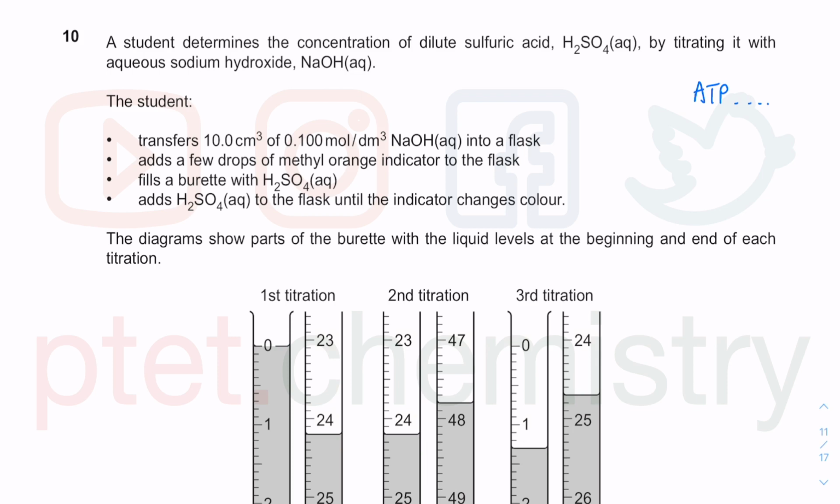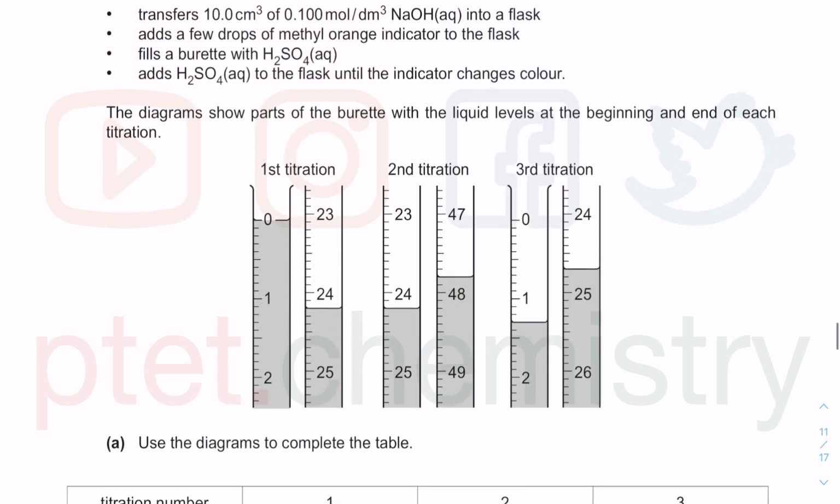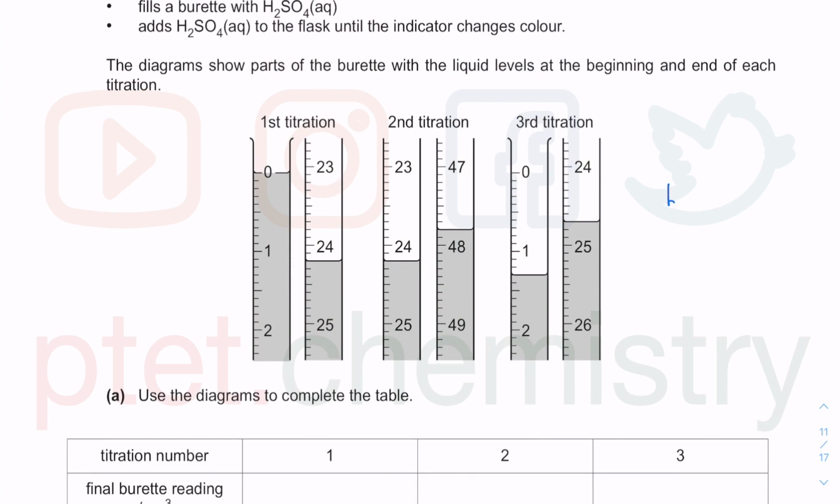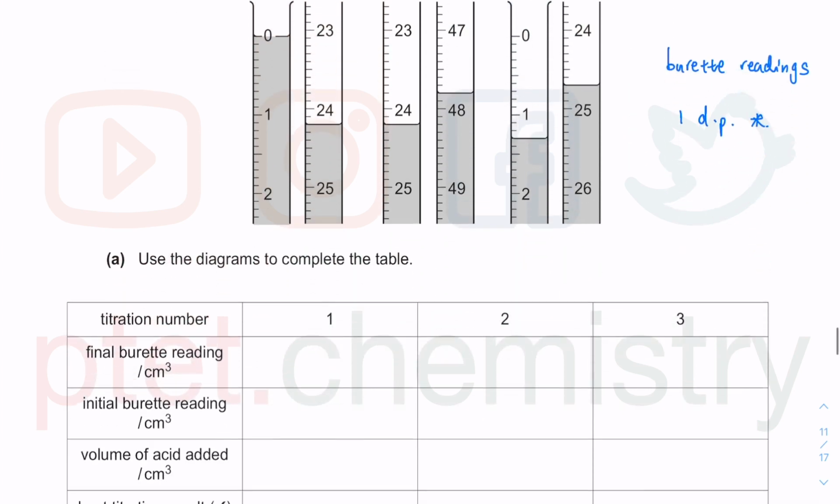Anyway, it's still a theory level question regardless, so this should still be useful to assess understanding for all the topics we've done so far in year 9 for these 5070 component or IGCSE extended chemistry component. So we have these burette readings. And we know that burette readings for O-level or IGCSE are to 1 decimal place. That's very, very important, not just for practical, but also for theory components like this.